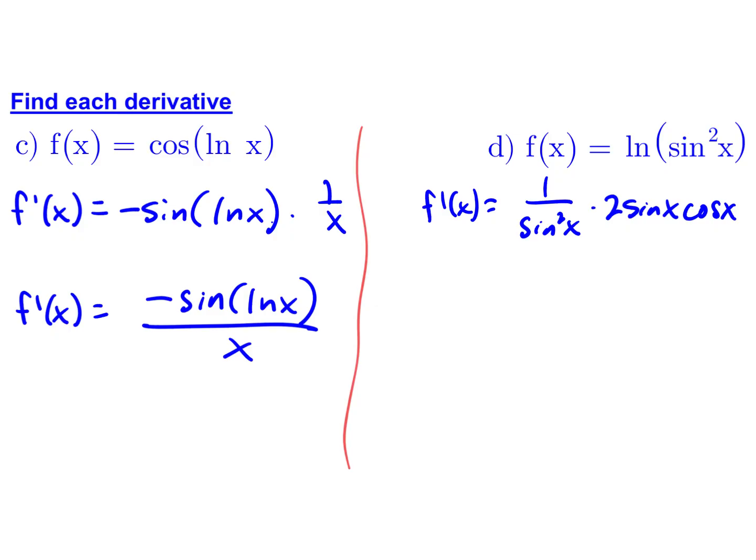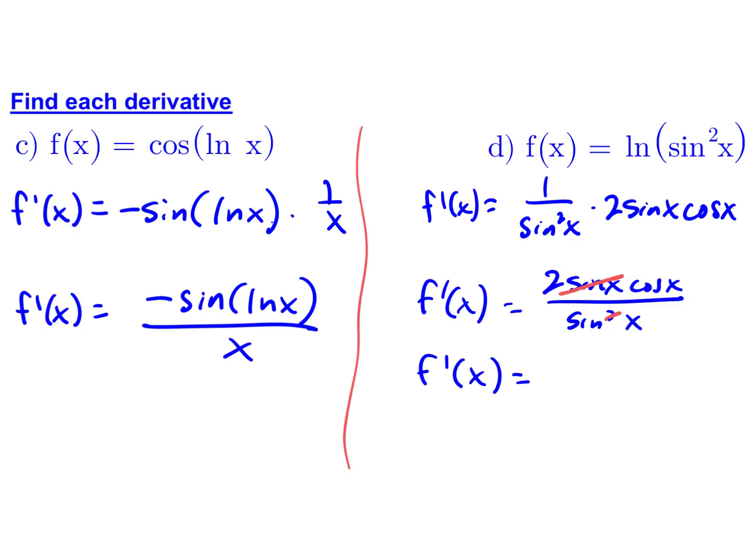From here, I can clean this up a little bit more as well, and this one's going to clean up even more. So I've got sine x, cosine x, 2 sine x, cosine x, and then sine squared x. So I can cancel the sine and the squared. And so what does that leave me? That's 2 cosine x over sine x, and we know that that is the cotangent of x.